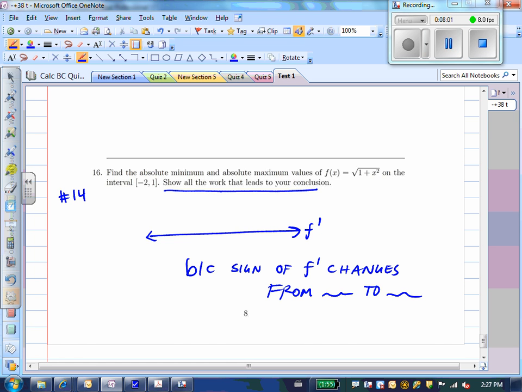If it's asking you for a point of inflection, you need to state something like this, because it's not enough for f double prime to be 0.